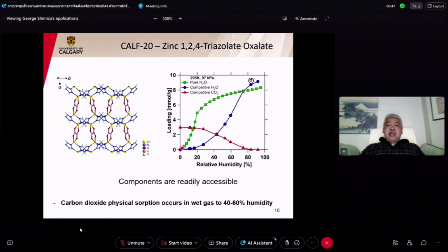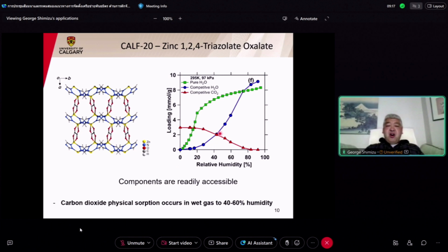This is the water uptake in the compound. And I think the most interesting curve here is the blue one. The blue curve is the water uptake in the presence of carbon dioxide. So not only does the carbon dioxide adsorb in the presence of water, with carbon dioxide, water is actually suppressed. Okay?